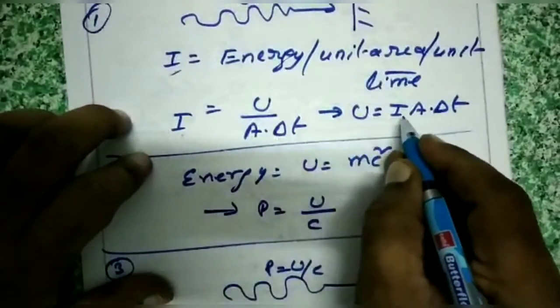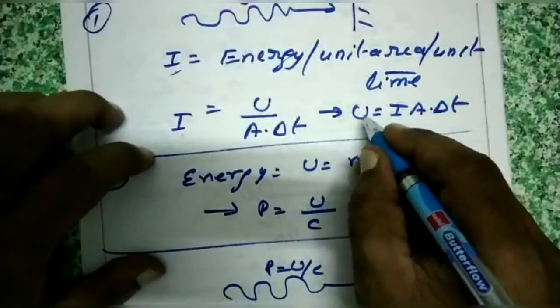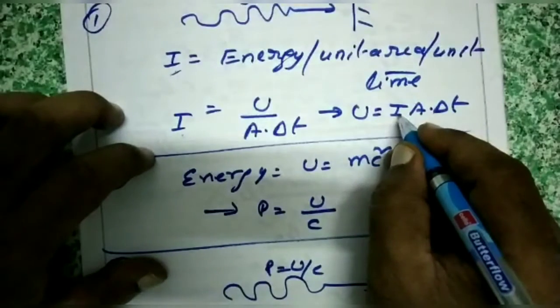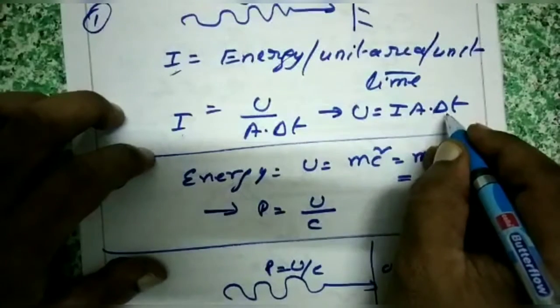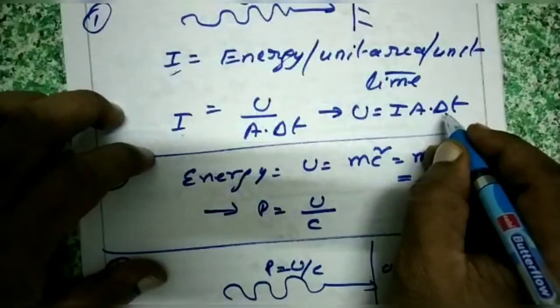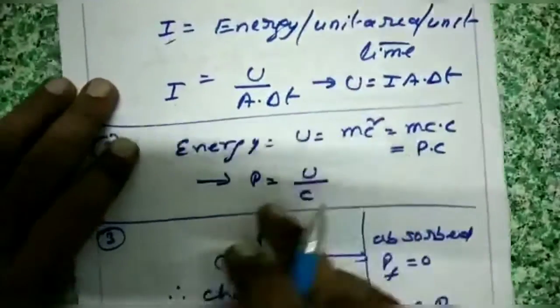From this, U is equal to I into A into delta t. So U means the total energy falling in the form of wave on the surface. I means the intensity of the wave. A means the area on which it is falling. Delta t means the time, how long it is falling on the surface. Then there is a relation between total energy and intensity.